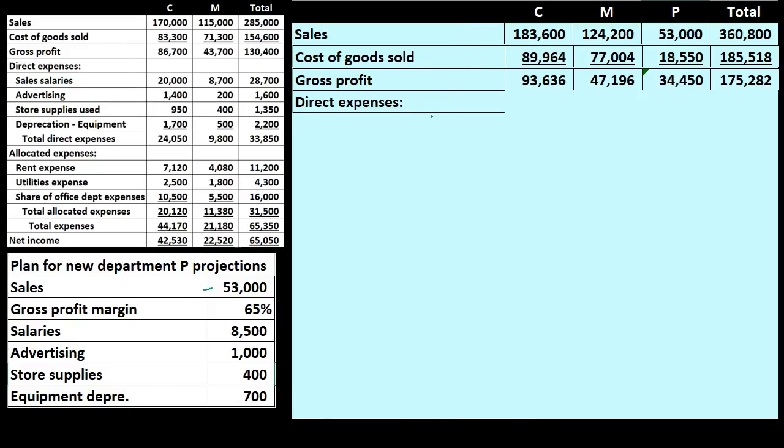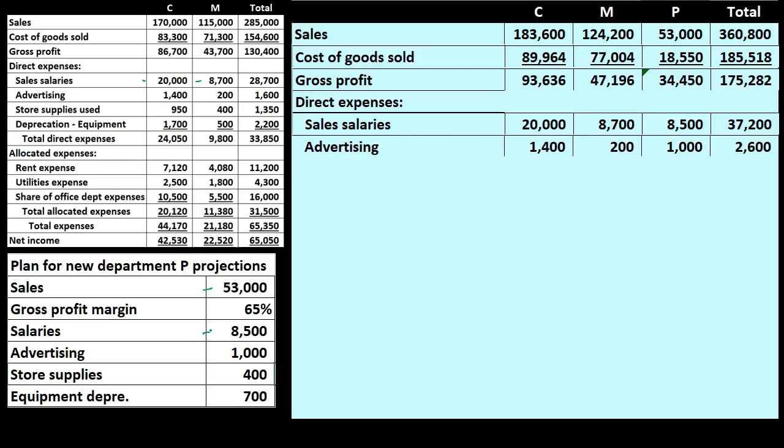Then we're looking at our direct expenses. The direct expenses are those that we can apply directly to our items, and we don't have to use the allocation for them. We include the salaries. So we're picking up the salaries from last time, where we had the 20, we had the 8,7, and that's going to give us our totals. And then we've got another 8,500. We're thinking the salaries aren't going to change because they're salaried, so that's going to be straightforward. We just add the new item for P in our projection. And then we have the advertising. We were at 1,400, the 200, and then we're adding another 1,000 for P. So we're taking those directly from our prior numbers.